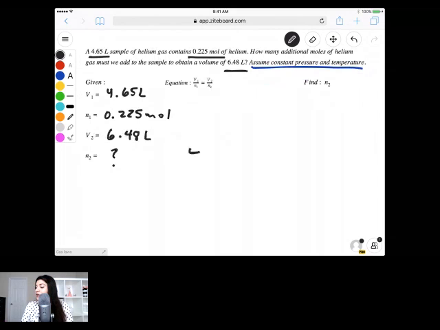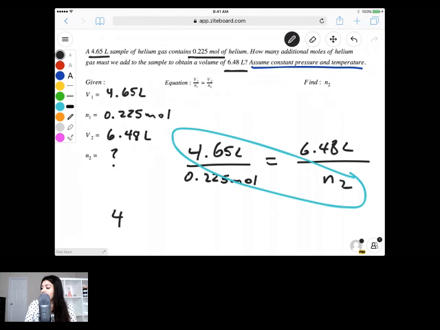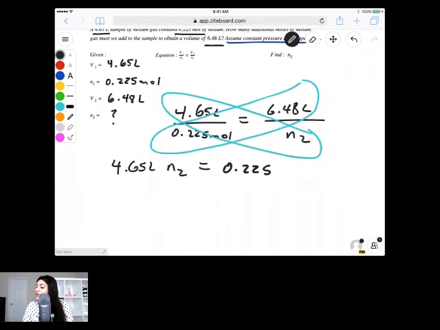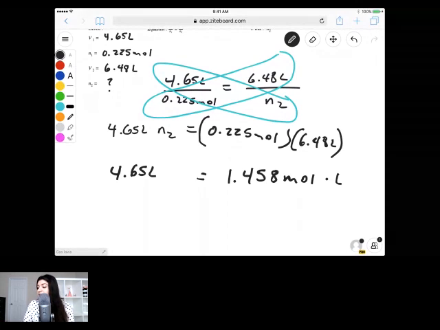So plugging this into the formula, V1 is on top, 4.65 liters, divided by N1, 0.225 moles. And that's equal to V2, so 6.48 liters, and then N2. We'll cross multiply once again. So I'm going to multiply the N2 times that 4.65, which really gives us 4.65 liters times N2, and that is equal to, let's cross multiply the others, 0.225 moles times 6.48 liters. Let's see what that gives us. 0.225 times 6.48 gives us 1.458 moles times liters is equal to 4.65 liters times N2.